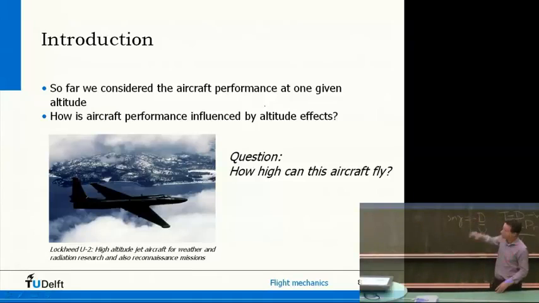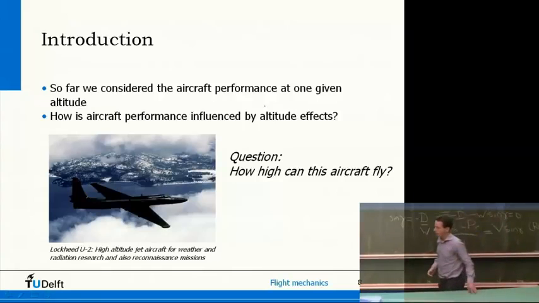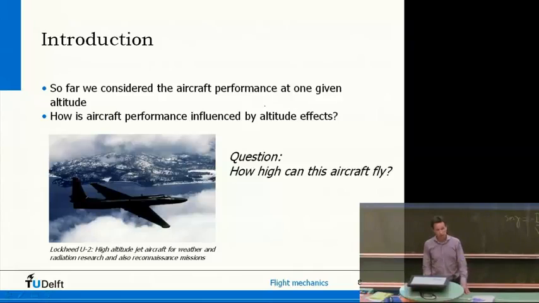And a nice example is in fact this U-2 airplane. Now, I don't know if you know how high it can fly, but it can actually go up to 21 kilometers. And this was already in the 1960s, so that's pretty high. It's twice as high as conventional civil aircraft fly nowadays.